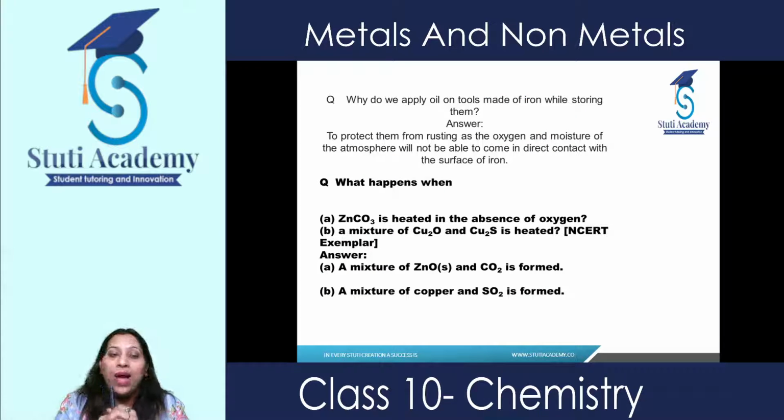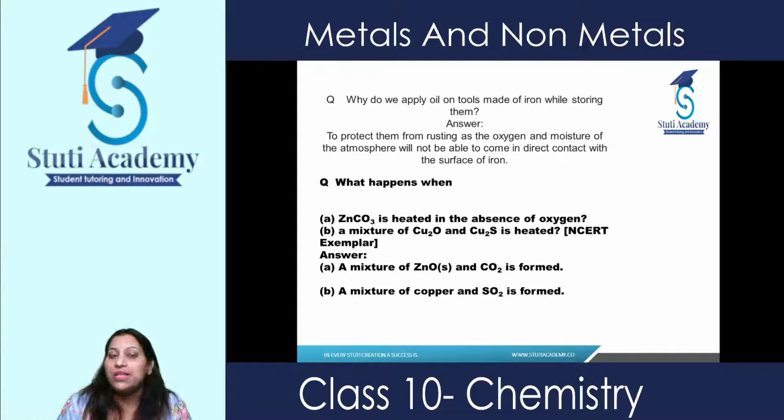Now next is, why do we apply oil on tools made of iron while storing them? As you know, when the iron comes in contact with oxygen and water which is present in the atmosphere, it shows rusting. To prevent that iron from getting rusted, we always apply some oil or some paint or grease, because they act like a protective layer over an iron metal to prevent it from rusting.